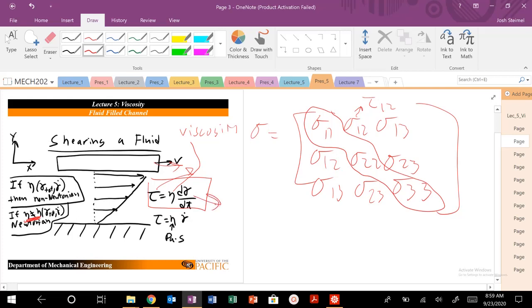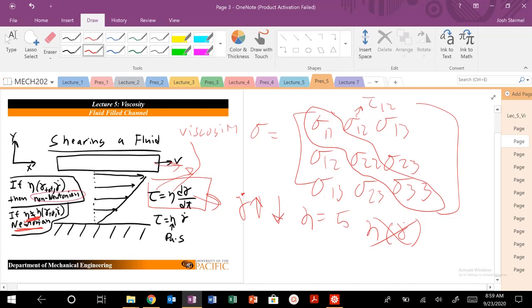No matter what my strain rate, if I increase my strain rate, and when I use this dot, it's just the first time derivative, if I increase or decrease my strain rate, my eta is still equal to a value of 5, whatever. It is a constant. Eta is not a function of the strain rate, if we're dealing with a Newtonian fluid.